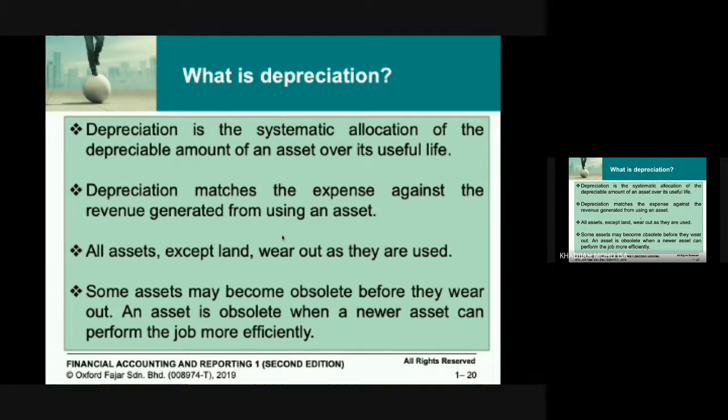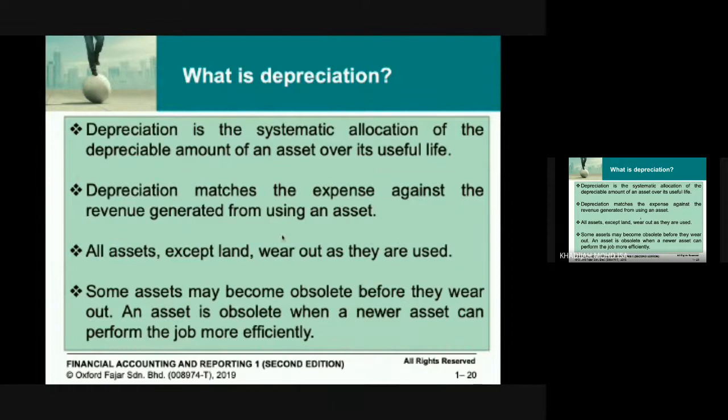However, you have one asset called land, which will not be depreciated, because over time, rather than depreciating, land appreciates in value. Land always appreciates. So when it appreciates, you do not provide depreciation. Other assets depreciate in value, which means that the value of the cost reduces over time.